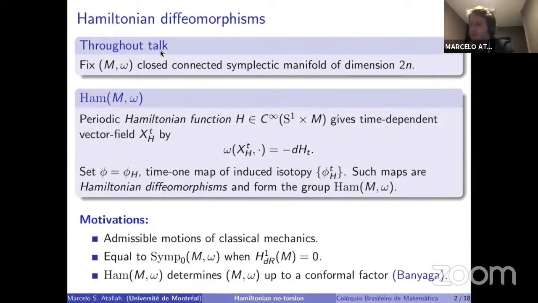Another interesting thing is that at a first approximation, it's a good way to study the group of symplectomorphisms that are symplectically isotopic to the identity. Here I'll just refer to this group as Symp_0. In the case that the first cohomology of the manifold is trivial, these two groups actually coincide. And finally, there's this striking theorem by Banyaga, who showed that at least in the closed connected setting, the group of Hamiltonian diffeomorphisms determines the symplectic manifold up to a conformal factor for the symplectic form.